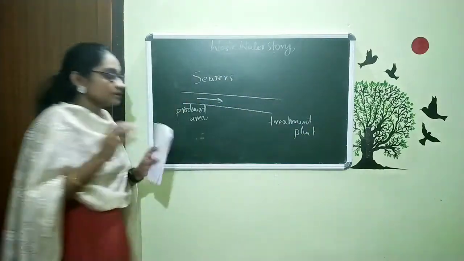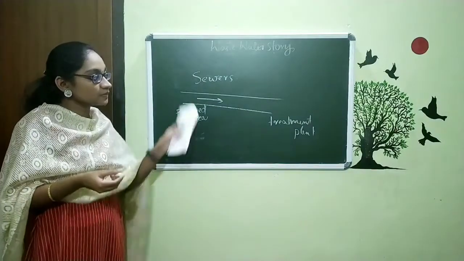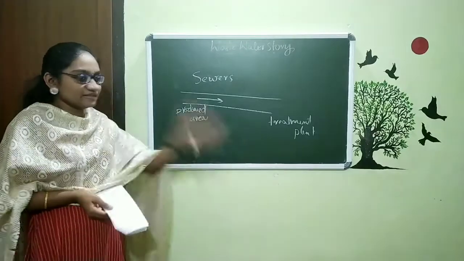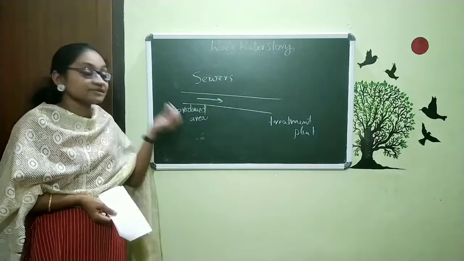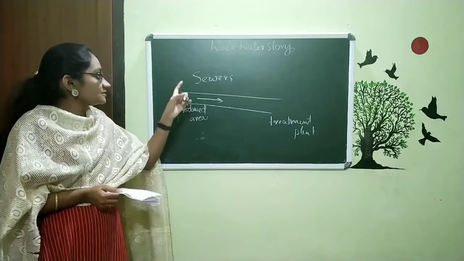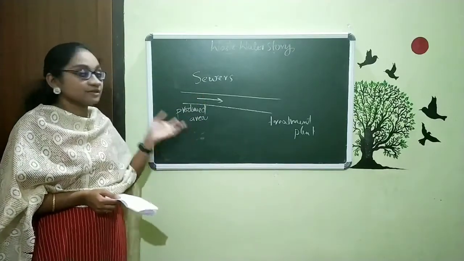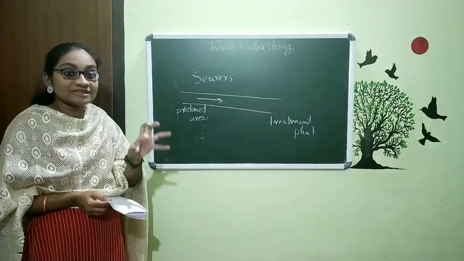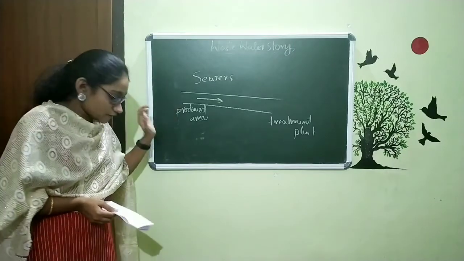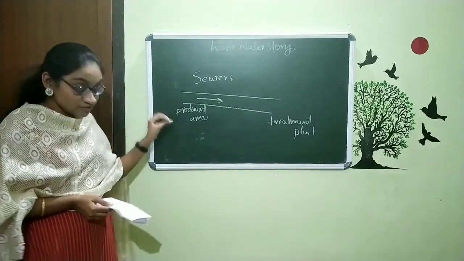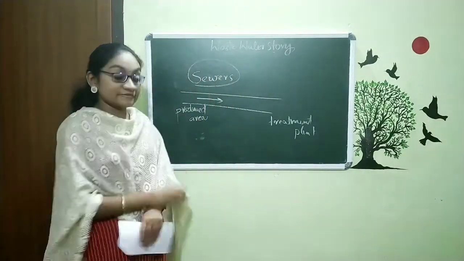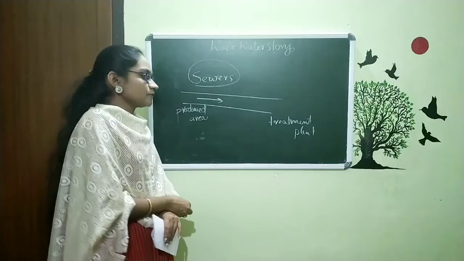Treatment plant means the region where we give this sewage water for disposal, or where we make it clean. That is what a treatment plant is. So these are the pipes. These sewers are the pipes that we use to transport the contaminated water from the area where the wastewater is produced to the treatment plant. Those are sewers.